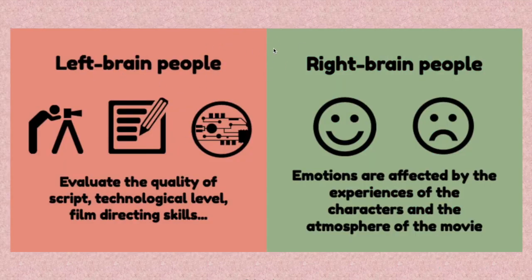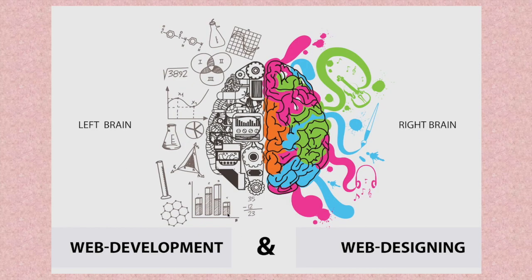If both these people were to watch a movie, or you can just look at this example around you, after a movie, some people are talking about the quality of script, technology used, film directing, acting skills, etc. These kind of people have left brain dominance, and people who are deeply impacted by the various experiences of the characters, atmosphere of the movie, emotions, these people are all the right brain people. They can be in a similar field but in slightly different roles.